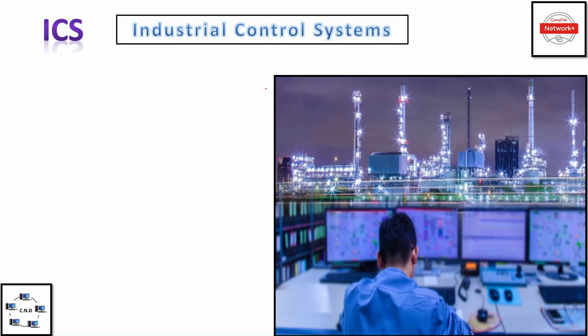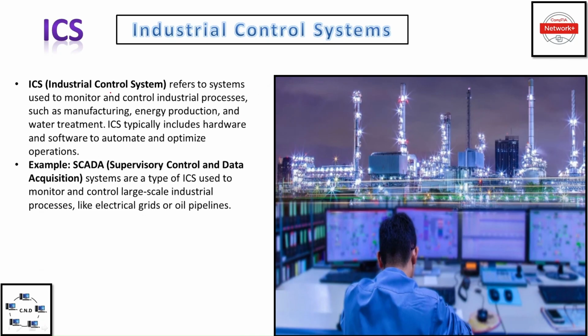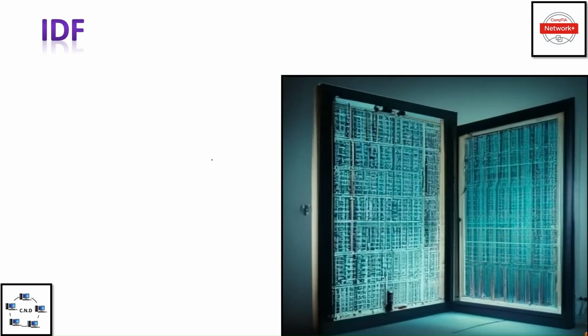ICS, that is industrial control system. ICS refers to systems used to monitor and control industrial processes such as manufacturing, energy production, and water treatment. ICS typically includes hardware and software to automate and optimize operations. For example, SCADA, that is supervisory control and data acquisition systems, are a type of ICS used to monitor and control large-scale industrial processes like electrical grids or oil pipelines.